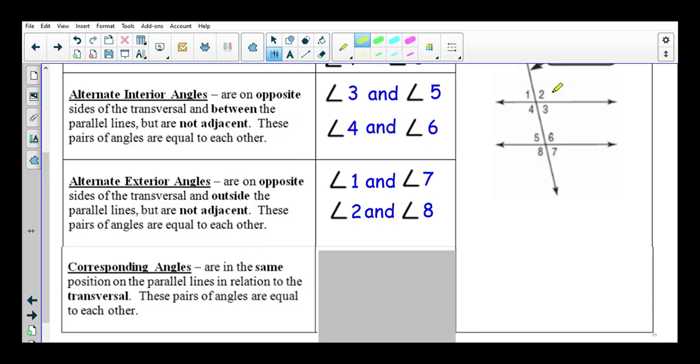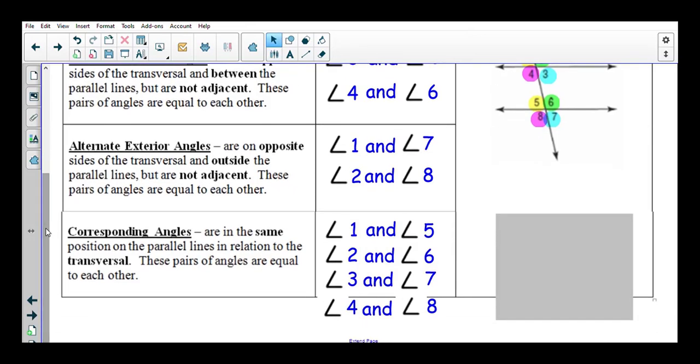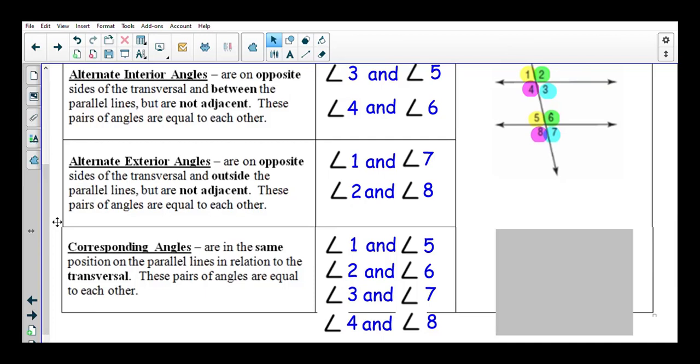So let's identify these. So 1 and 5 are both in the top left-hand corner of their grouping of angles. So they're corresponding. 2 and 6 are in the top right-hand corner, so they're corresponding. 3 and 7, bottom right-hand corner, they're corresponding. And finally, 4 and 8, bottom left-hand corner. So when we list these, we've got angle 1 and angle 5, angle 2 and angle 6, angle 3 and angle 7, and then angle 4 and angle 8.